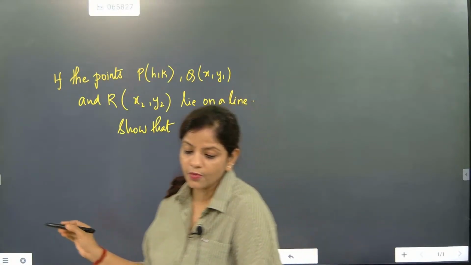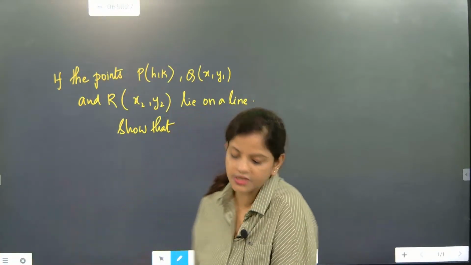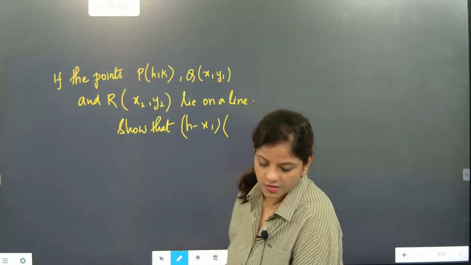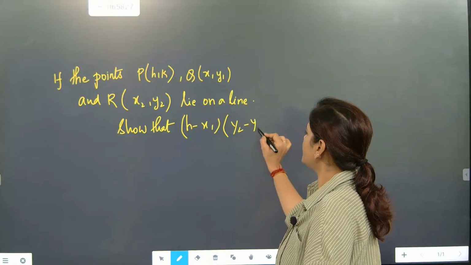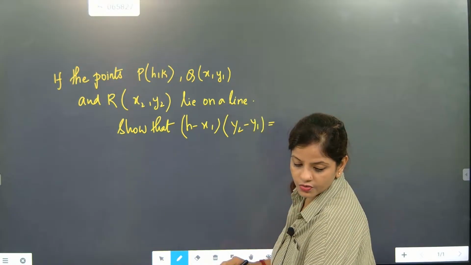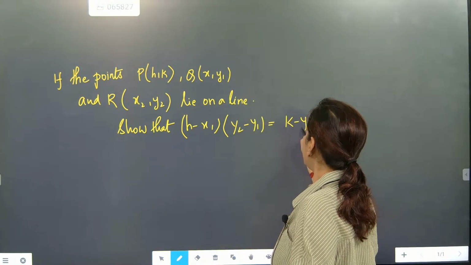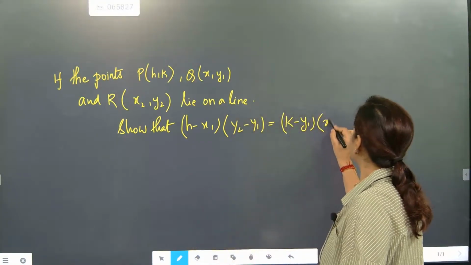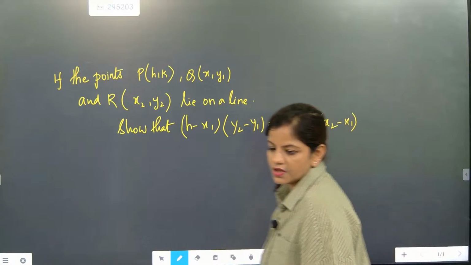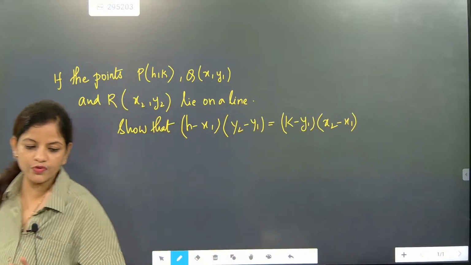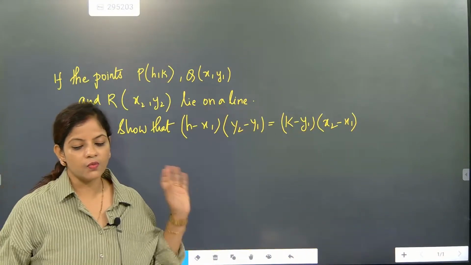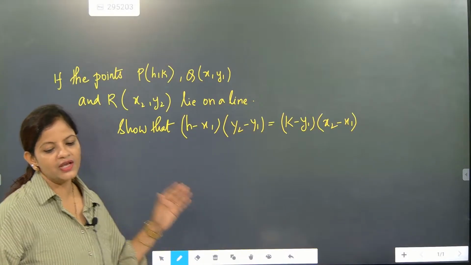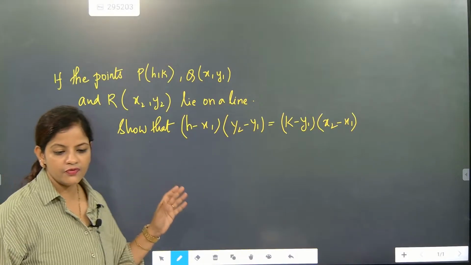now if these 3 points are lying on a line, what we need to show is (h minus x1) into (y2 minus y1) is equal to (k minus y1) into (x2 minus x1). So this is exactly what we need to prove. Once this is given, what we are supposed to do is prove this section. So you need to solve this part very carefully.